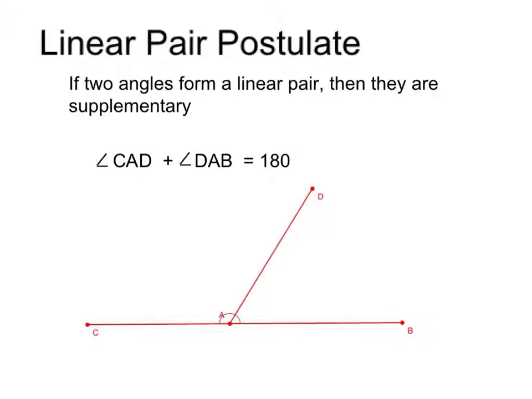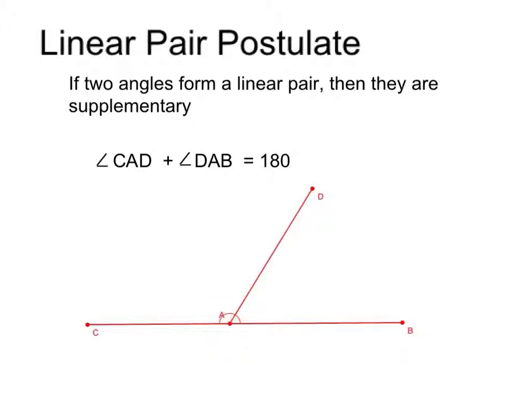If two angles form a linear pair, then that's obviously a straight line. So what we're saying is the measure of CAD plus the measure of DAB. Remember, always name your angle with the vertex in the middle of the letters. A is the vertex of both of those angles. They both share the vertex of A.